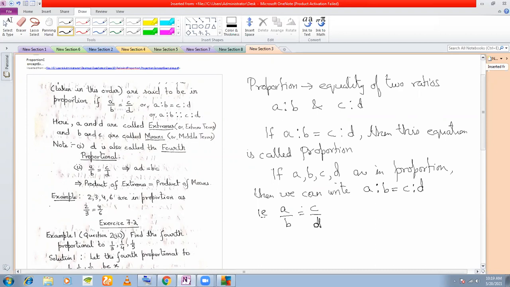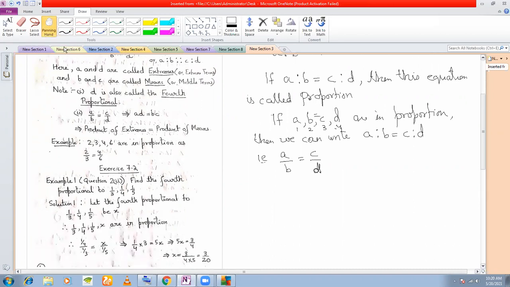And remember to maintain the order. So it has to be A in the numerator and B in the denominator is equal to C in the next numerator on the right hand side and D in the denominator on the right hand side. Remember, this order has to be maintained. If four numbers are given in proportion, then A by B must be equal to C by D in that order.